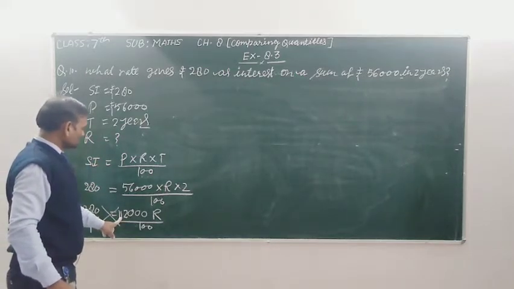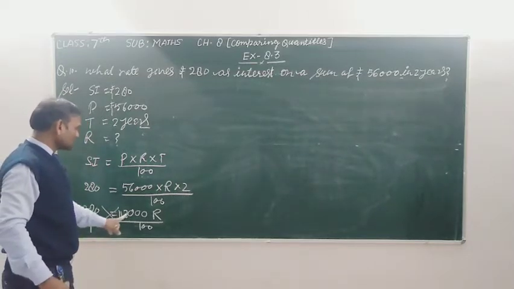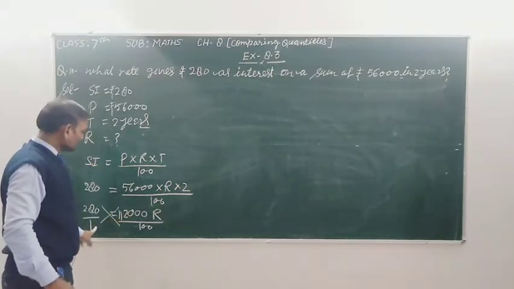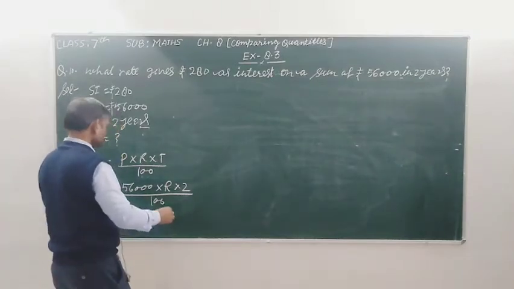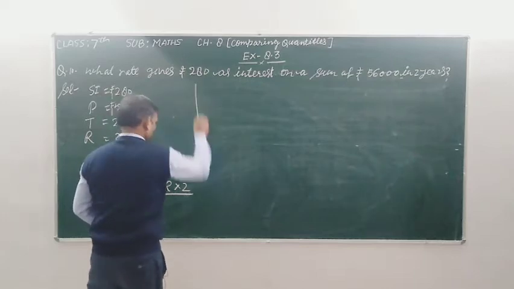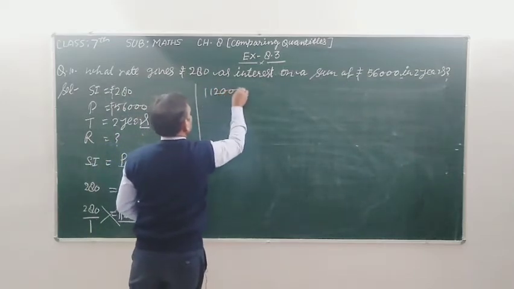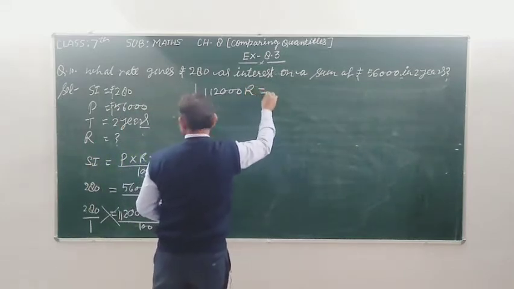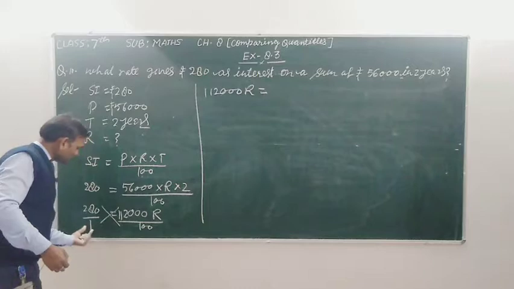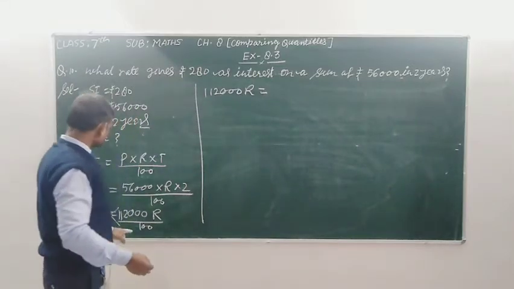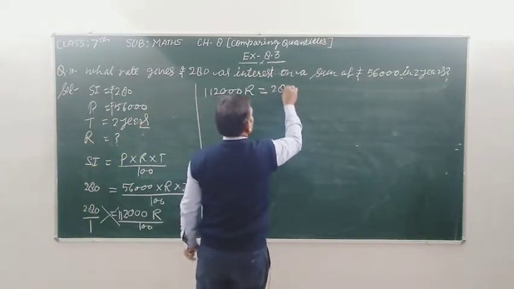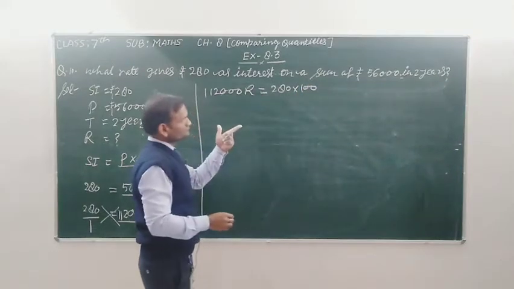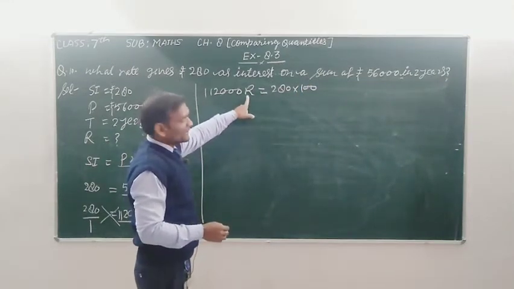1,12,000 into 1, that is 1,12,000 will be, and when we multiply 280 by 100, we get... So 1,12,000 R is equal to, this number's total we multiplied by 1, so I got the same number. After this we have to multiply 100 and 280. 280 into 100. Now find out the value of R.